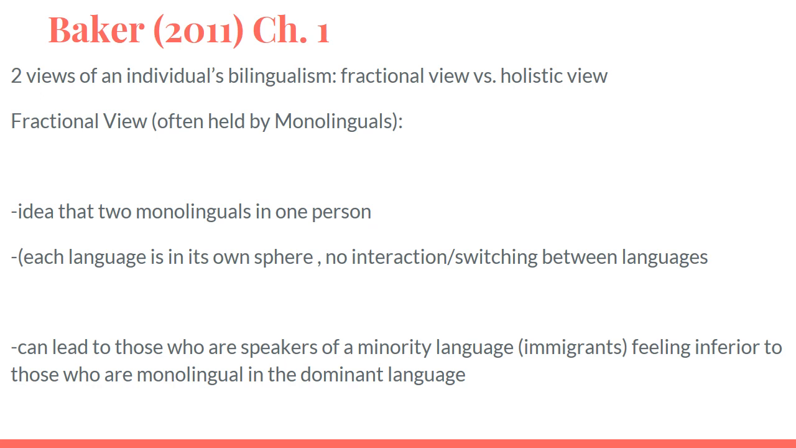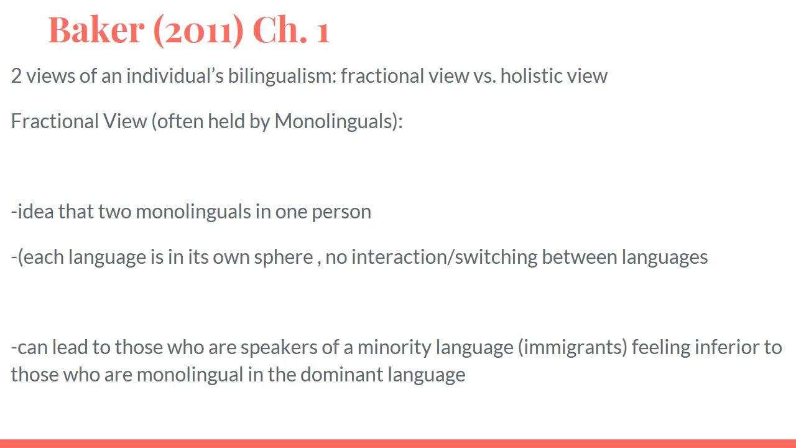So Baker ends the chapter by discussing the different views of an individual's bilingualism. You have the fractional view versus the holistic view. The fractional view is often held by monolingual speakers who do not have a lot of exposure to a second language or who have had difficulty learning a second language and choose to remain monolingual.